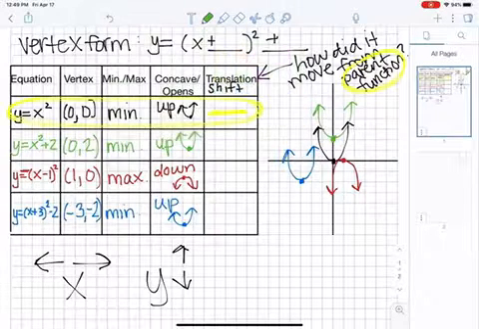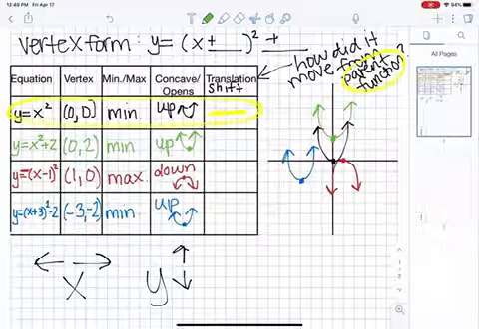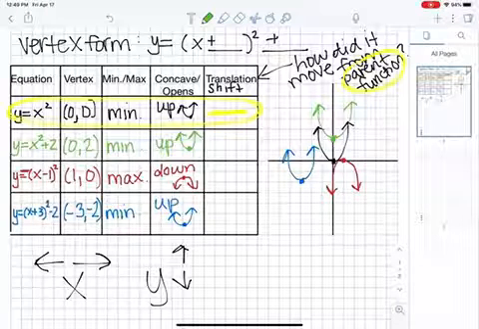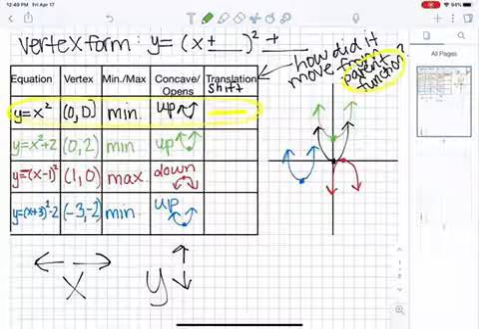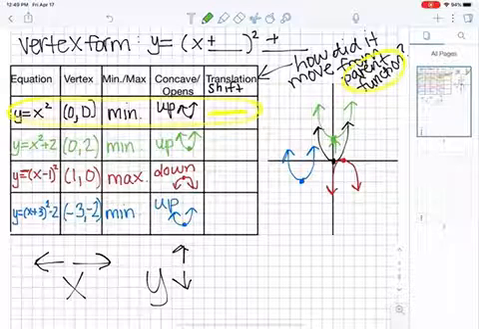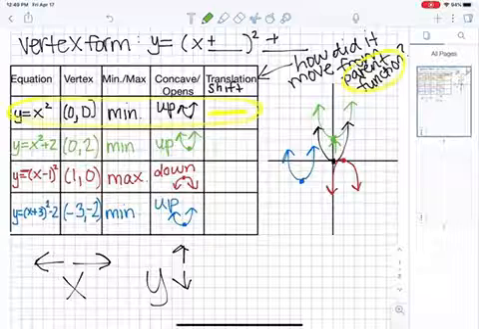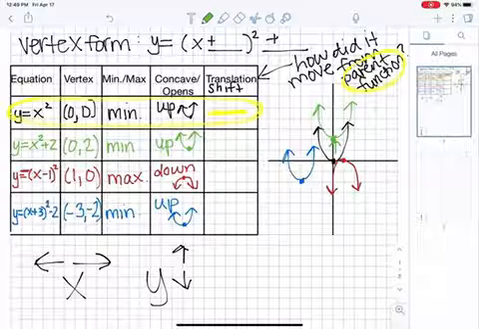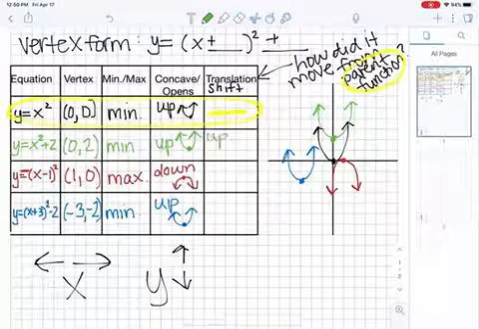Let's look at our green function. So x squared plus 2, we said has a vertex of 0, 2. So what that means is I'm not shifting right or left at all, and I should be shifting up 2 because that's a positive 2, and that 2 matches with my y. If I look at the picture, do you see how my green parabola is just like my parent function, my black one, but I shifted it up 2, moved that vertex up 2, the whole thing moved up? So that's the translation that I have from the parent function for this green one. The translation is just up 2.